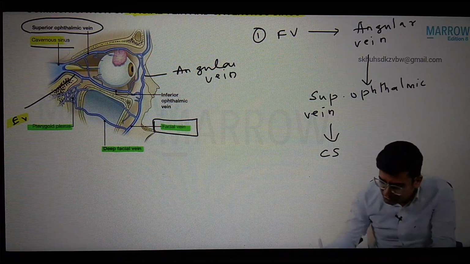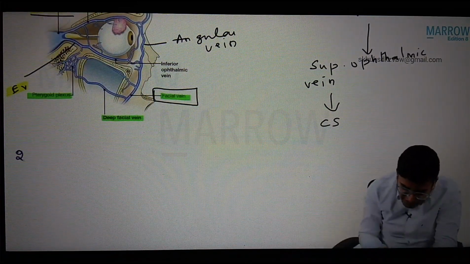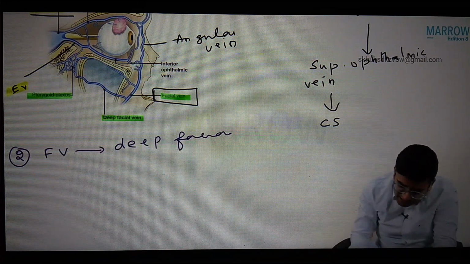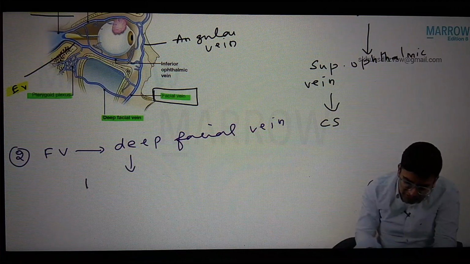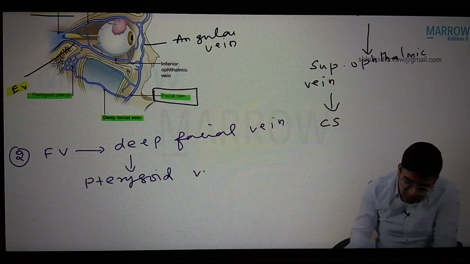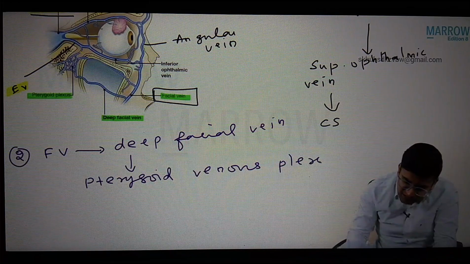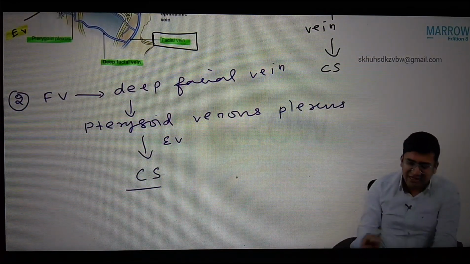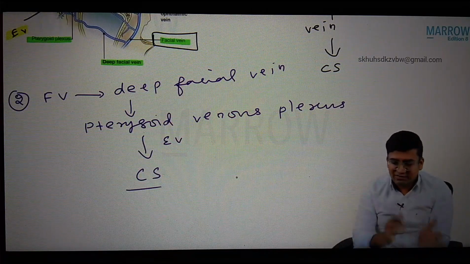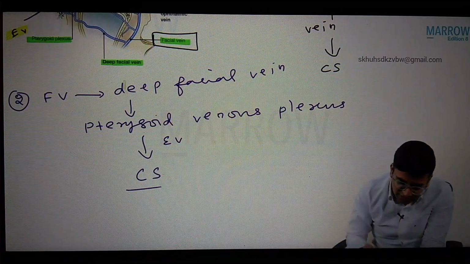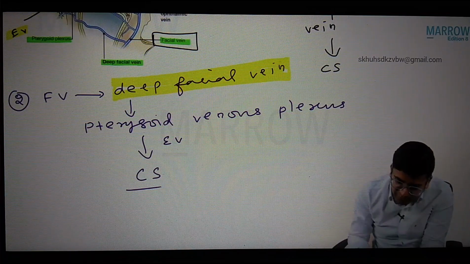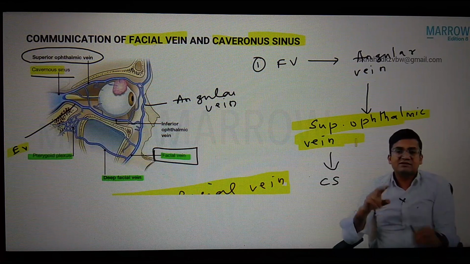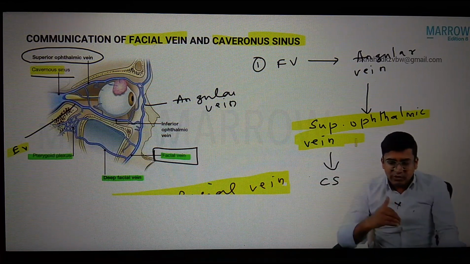Okay. So the another route, second route, is facial vein, and then deep facial vein. So from deep facial vein, it goes to pterygoid venous plexus. So from pterygoid venous plexus via emissary vein to the cavernous sinus. So facial vein and the cavernous sinus, they are communicating with each other via deep facial vein and superior ophthalmic vein. So we have two channels which are communicating the facial vein to the cavernous sinus.